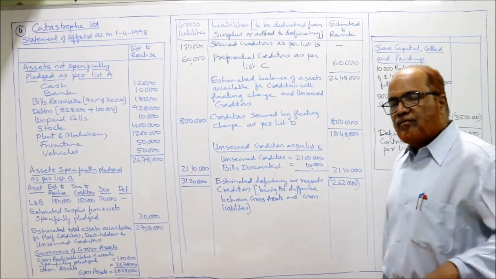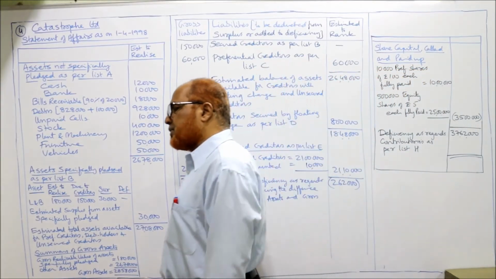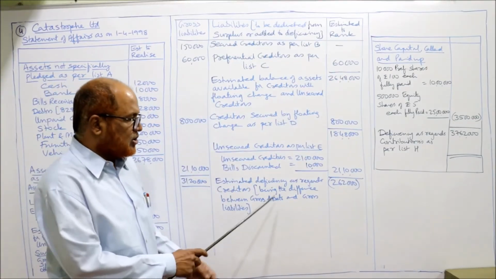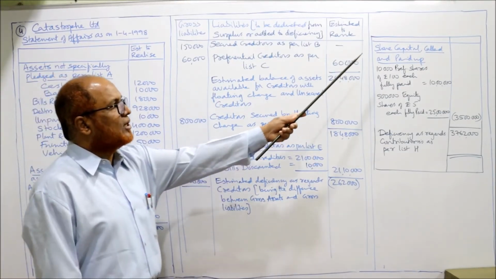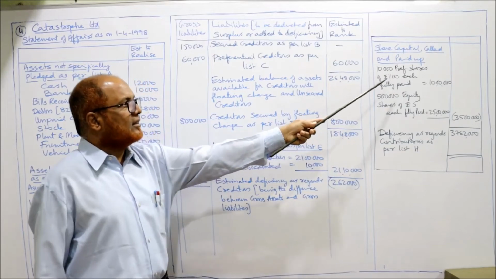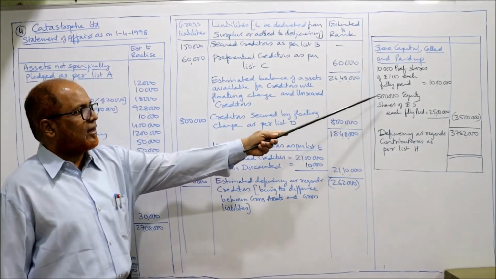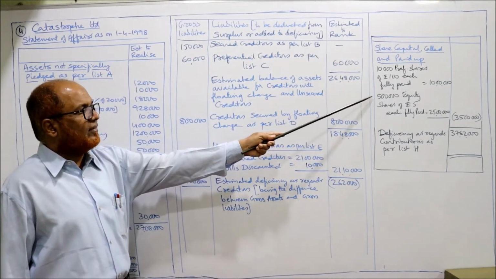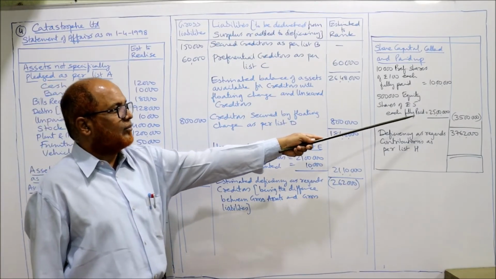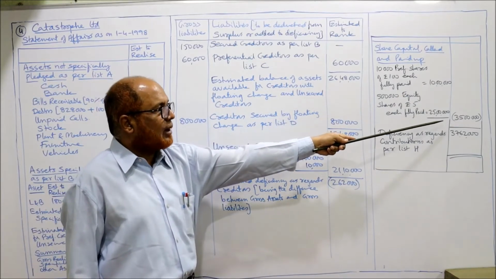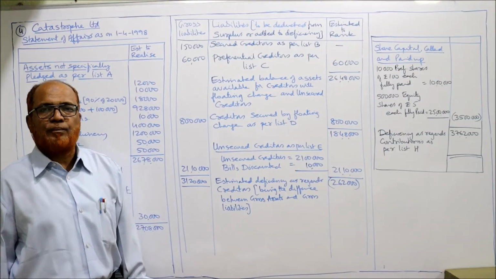That's all. Now we have to find out the preferential capital and equity share capital. Continuation. Below this, continue. Share capital called and paid up: 10,000 preference shares of 100 each, 10 lakh. Then 5 lakh equity shares of rupees 5 each fully paid up, 25 lakh. So total share capital is 35 lakh.